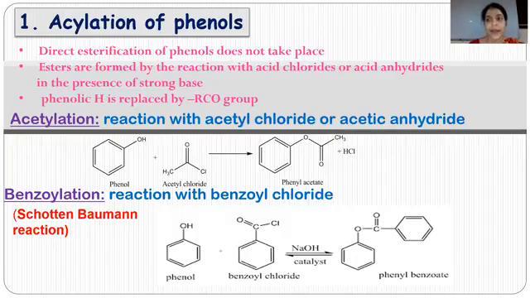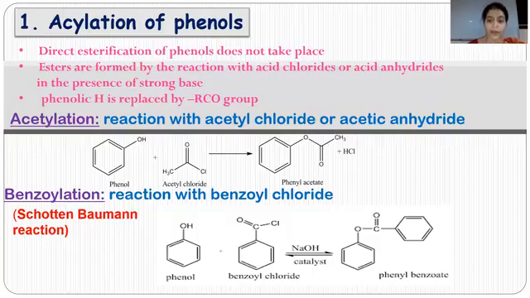On this basis, the acylation reaction can be divided into two classes. First is acetylation, when phenolic hydrogen is replaced by the acetyl group CH3CO. For this, acetyl chloride or acetic anhydride can be used. This reaction is known as acetylation. Reaction of phenol with acetyl chloride in the presence of alkali gives the product phenyl acetate.